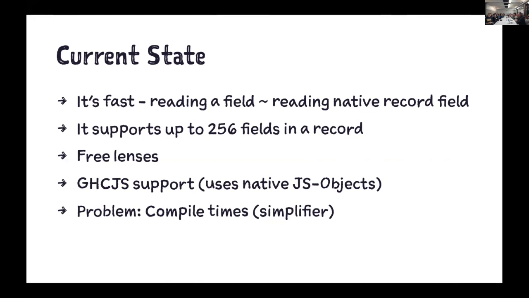And another cool thing we did was we built GHCJS support. So basically, if you compile with GHCJS, instead of using small array, it will actually use native JS objects under the hood with exactly the structure you would expect it to have. And then it will copy them around with Object.assign every time you mutate it, so you don't have actual mutation.